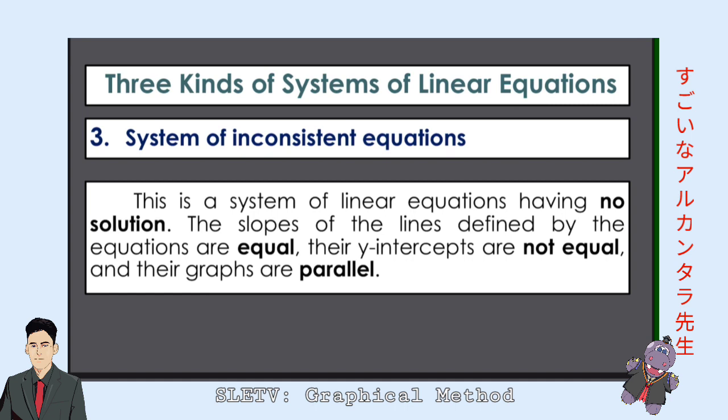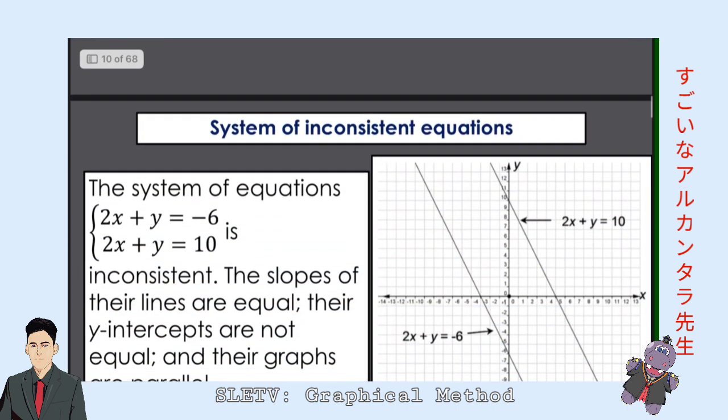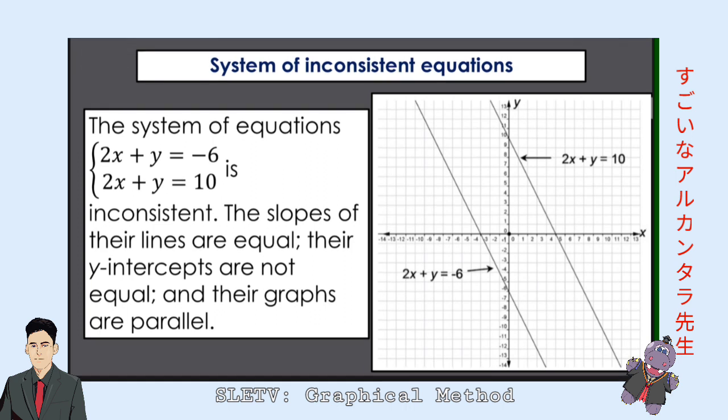This happens if the slopes are equal, but the y-intercepts are different. So for example, you have here the given 2x plus y is equal to negative 6, and then 2x plus y is equal to 10. As you can already notice, the terms here are the same except for the constants. And we already know that if we put it in slope-intercept form, the constants are our y-intercepts. And that's what we're talking about here of the y-intercepts not being equal.